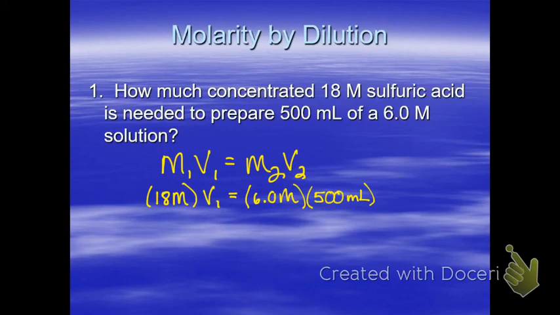Your unit of volume does not have to be in milliliters. It can be in liters. It really doesn't matter, as long as your units are the same on either side of the equal sign. So I get 166.66666. I'm going to round that to 2 sig figs. So this is how much of the concentrated stock solution I would need to make this solution that I desire for my lab. And that's it.